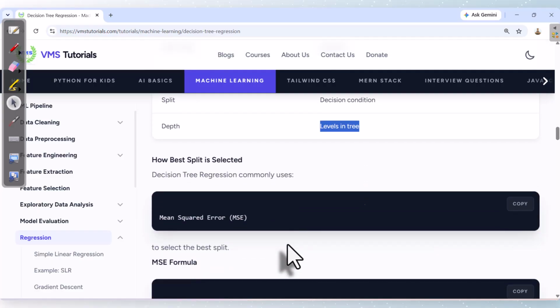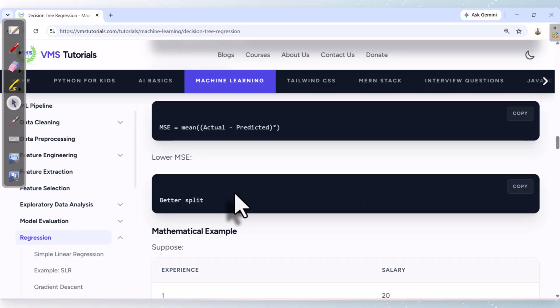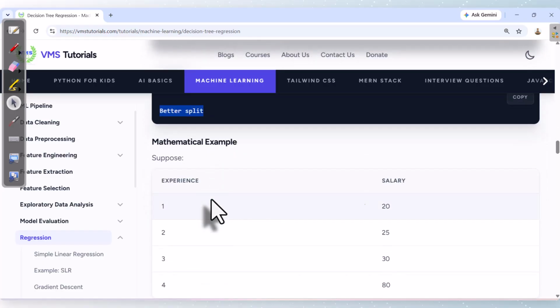Now, if you notice, I have taken the split point experience less than 3.5. How was that selected? Decision tree regression algorithms commonly use the mean square error to select the best split. The formula is MSE equals mean of (actual minus predicted) whole square. If you have multiple samples, the summation will work here: summation of (actual minus predicted) whole square. You find the MSE, and if the MSE value is less, then that can be the best split.